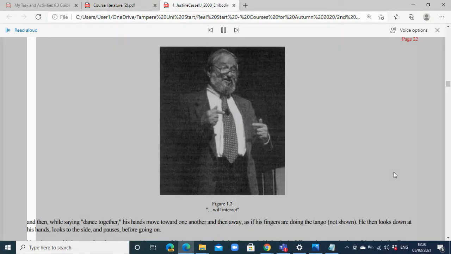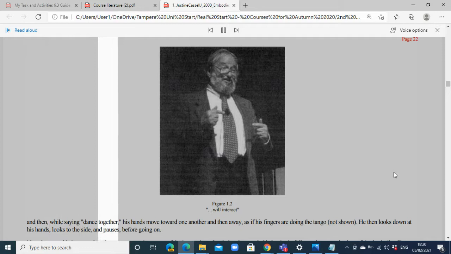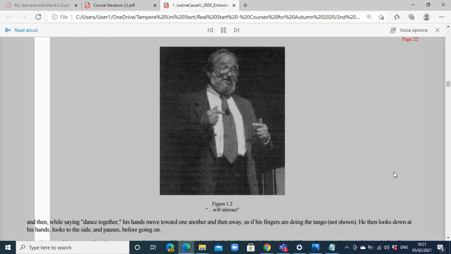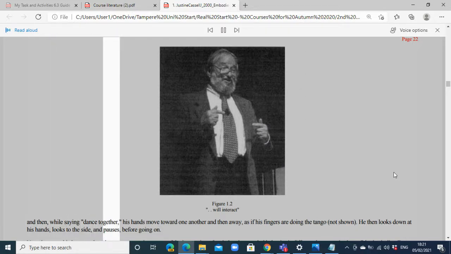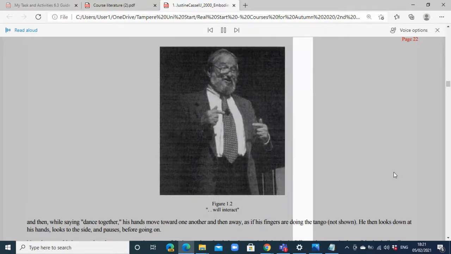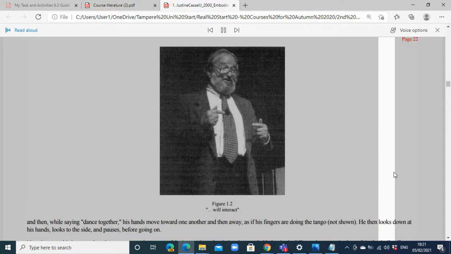Will interact and then, while saying a dance together, his hands move toward one another, and then away, as if his fingers are doing the tango (not shown). He then looks down at his hands, looks to the side, and pauses, before going on. Now, because this is a speech and not a conversation, some of the integration of verbal and non-verbal behavior is different, but some is also strikingly similar.